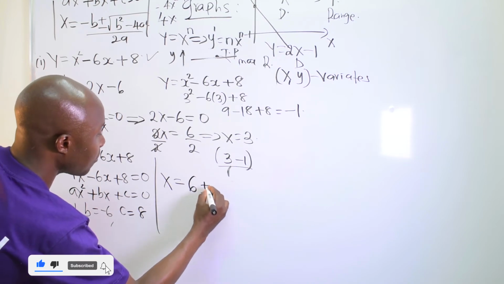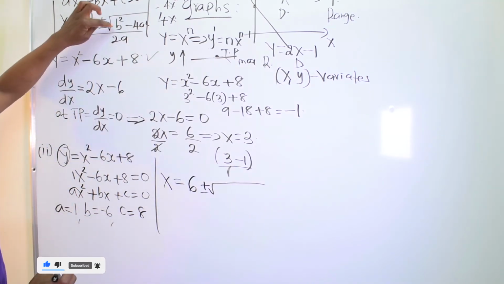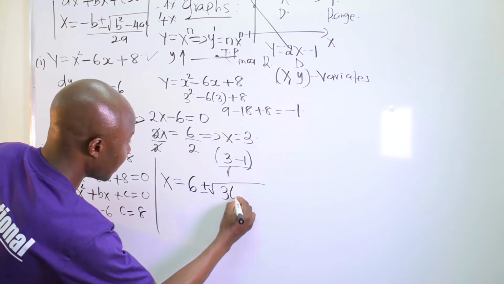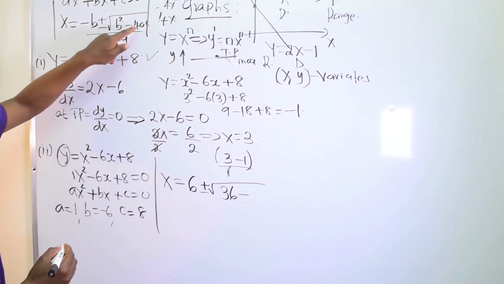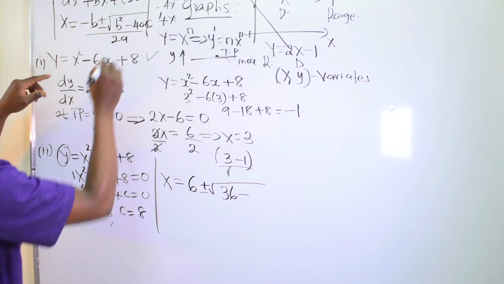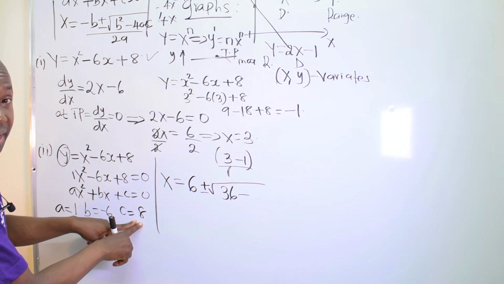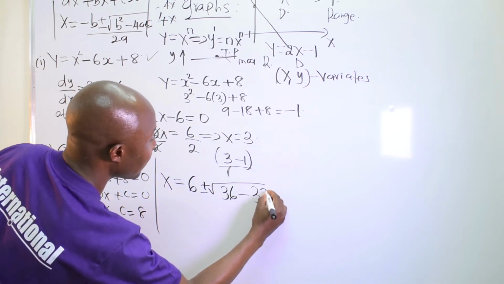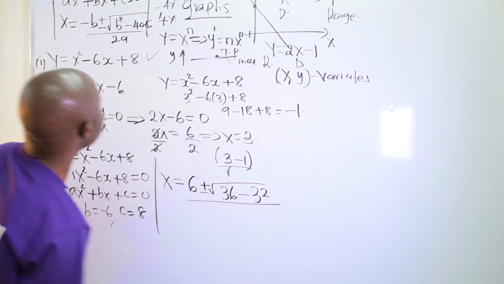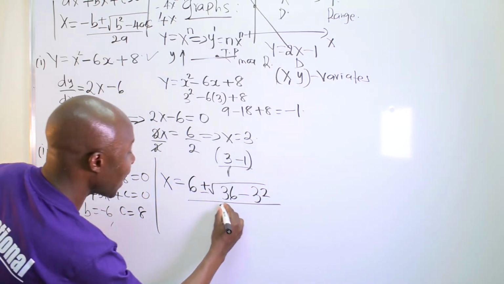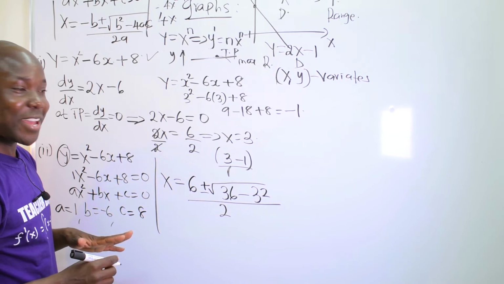Then we go to the formula, b squared. So if you square negative 6, you get positive 36, minus 4ac. This is a c. So when you take 4 times 1, we get 4, times c, which is 8, we get 32. We divide everything by twice a. Remember, our a is 1, so we get 2. You see how easy it is.